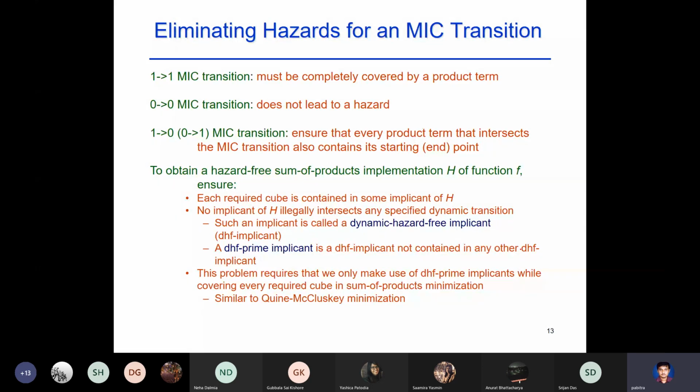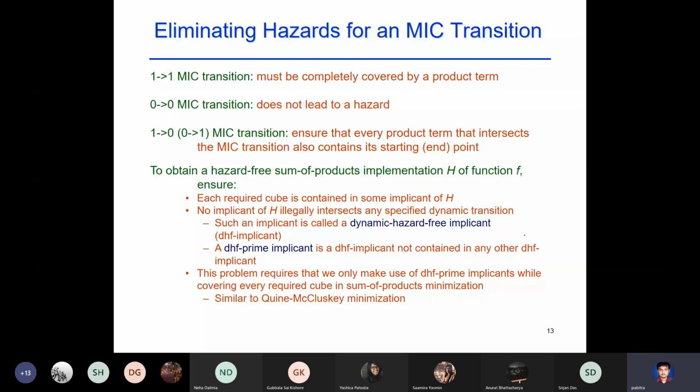So all 1-1 transitions must be completely covered. All 0-0 transitions are harmless. For all 1-0 and 0-1 transitions, ensure that every product term that intersects with this transition cube also contains the start and the end point: the start for 1-0, the end for 0-1. They should contain it.